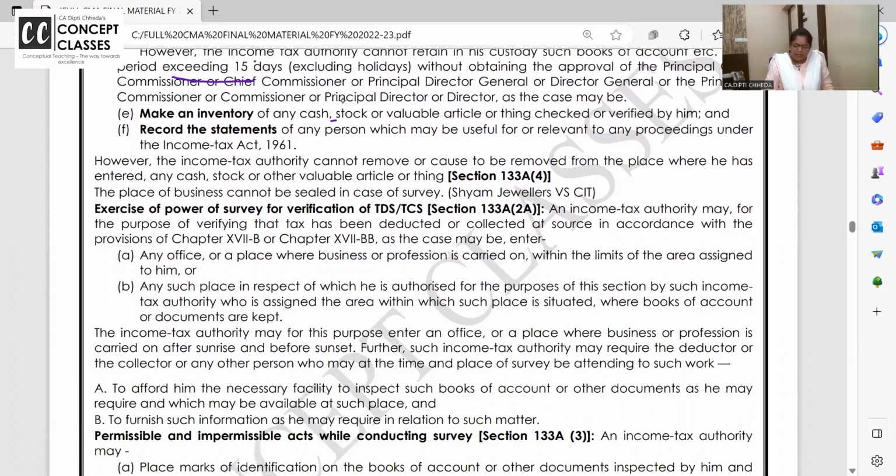However, income tax authority cannot remove or cause to be removed from the place where he has entered any cash stock. They cannot take, they cannot remove. The place of business cannot be sealed also. सर्च में बिल्कुल सील कर देते हैं, ना कोई अंदर से बाहर जाएगा, ना कोई बाहर से अंदर आएगा. सर्वे में नहीं है ऐसा.